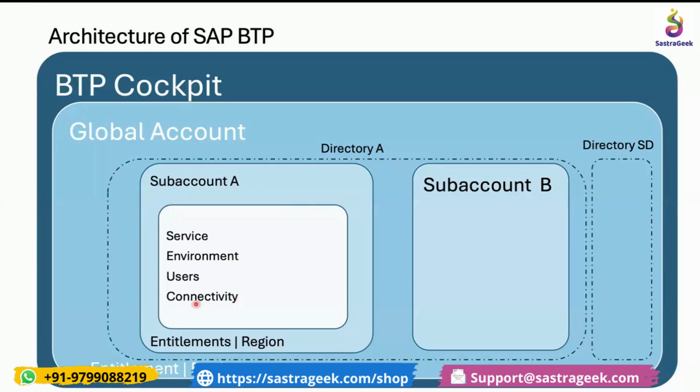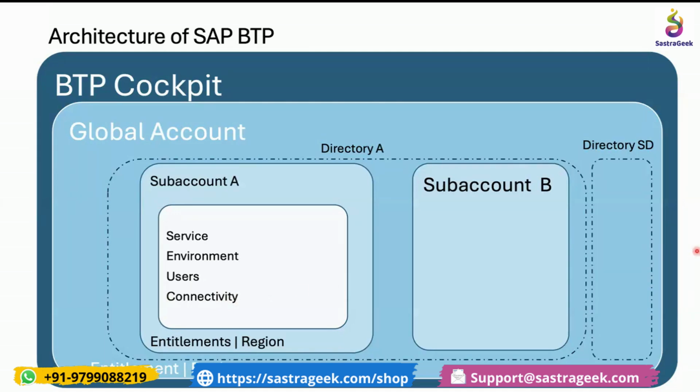Connectivity. This is a cloud block. You need to connect it to the outside world. You need to connect it to services, to your SaaS solutions, to your on-premise system, to S/4HANA Cloud, public or private. All of that can be done from connectivity services. You have your destinations, you have your trust instances, all of that over here.